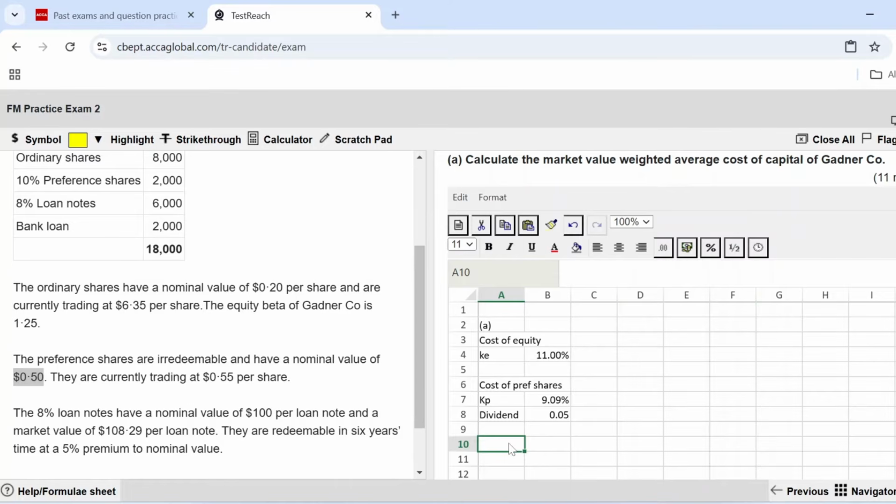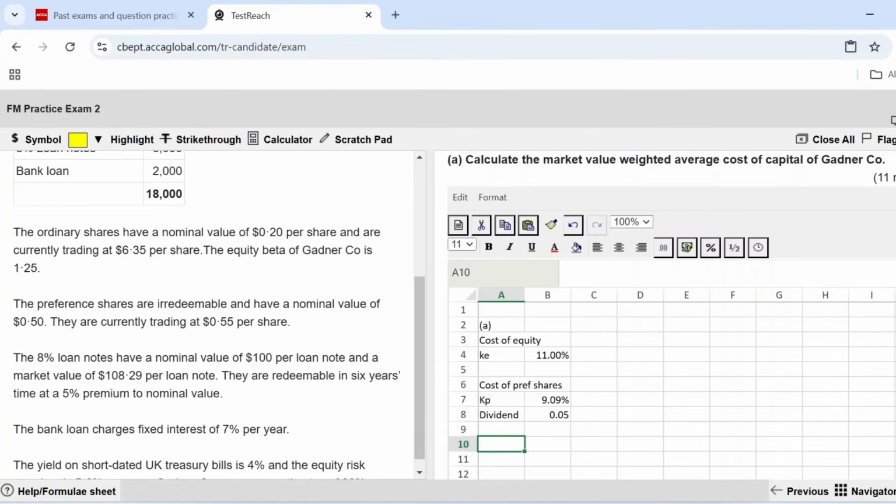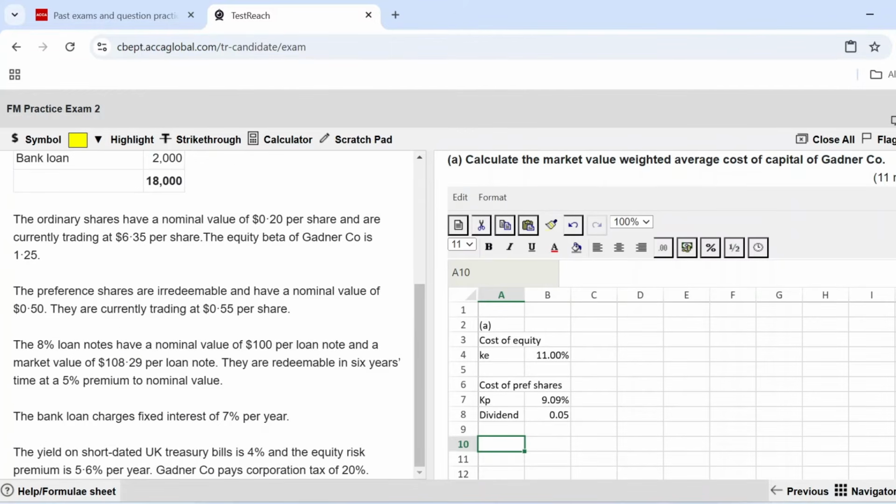Now let's talk about the next thing which is given to us. This is with respect to the 8% loan notes. These are 8% loan notes. They have a nominal value of $100 per loan note.